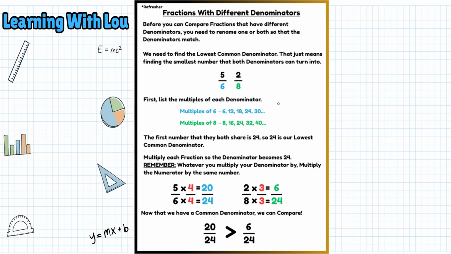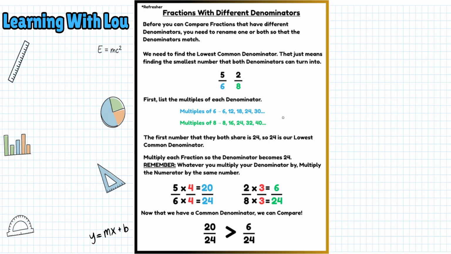What you want to do is find the lowest common denominator. So what you want to do first is list out your multiples for each denominator you have. So I have 6 and 8. So I listed out my multiples of 6 and my multiples of 8.